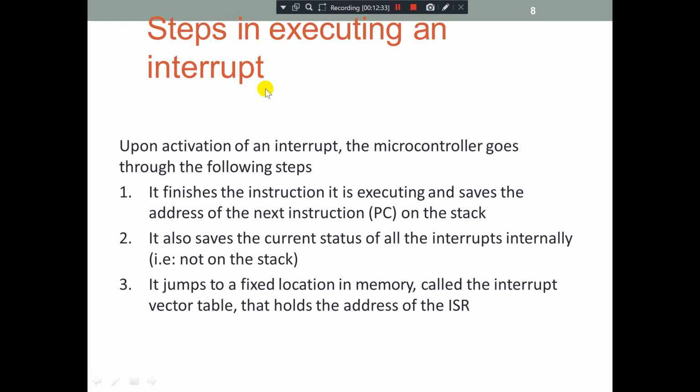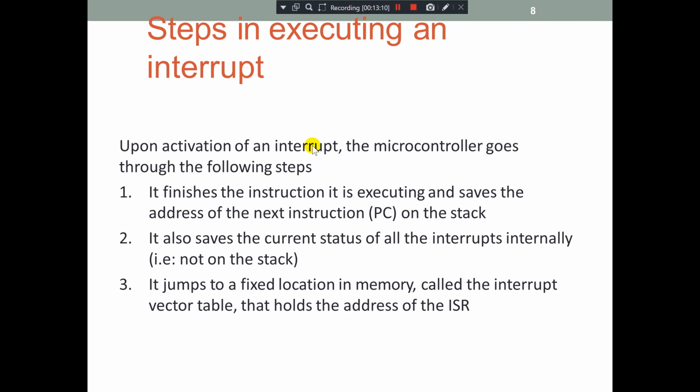Steps in executing an interrupt. Upon activation of an interrupt, the microcontroller goes through the following steps. There are three steps. Step 1: it finishes the instruction it is executing and saves the address of the next instruction, that is the PC, on the stack. Step 2: it also saves the current status of all the interrupts internally, that is, not on the stack. Step 3: it jumps to the fixed location in memory called the interrupt vector table that holds the address of the interrupt service routine. These are the three steps used for executing an interrupt.